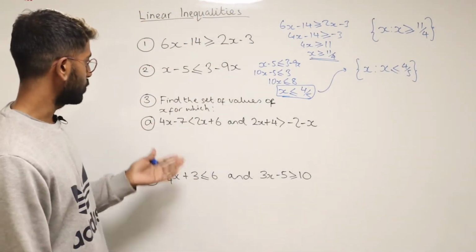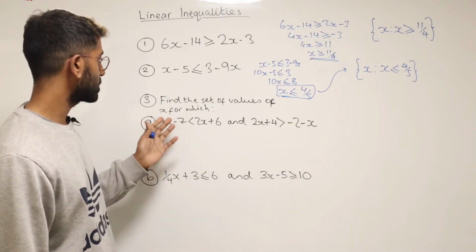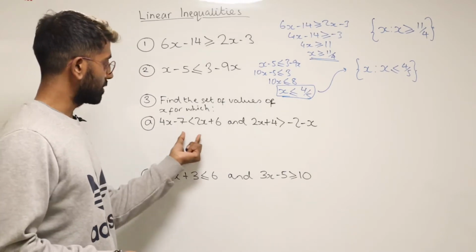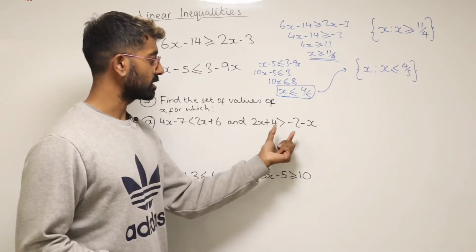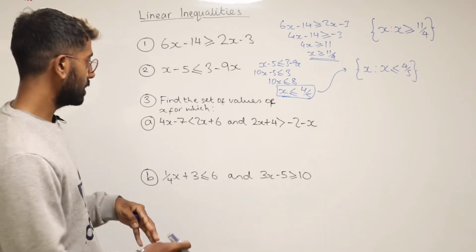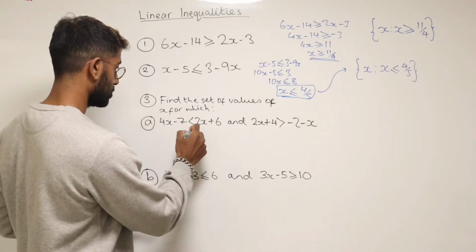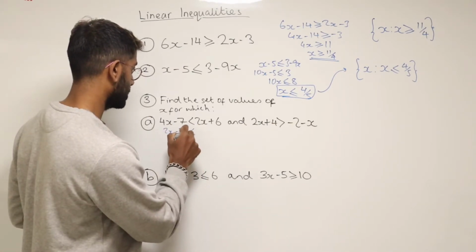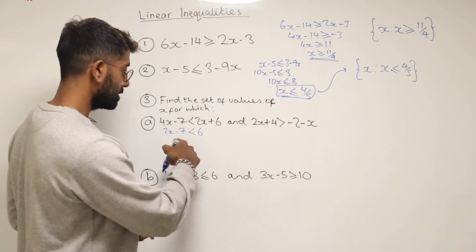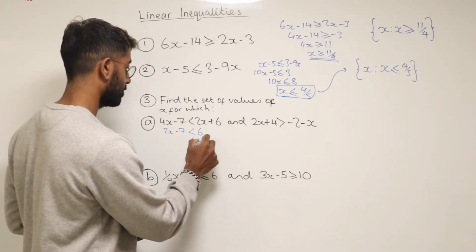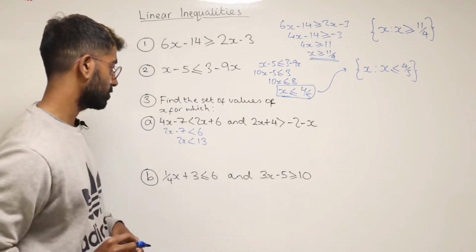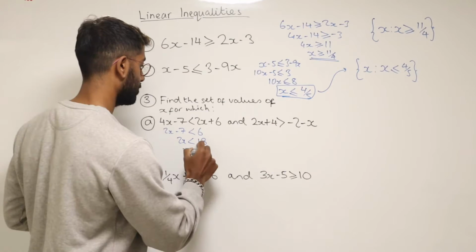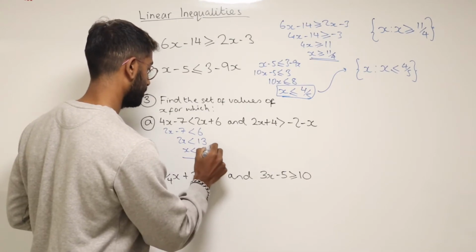Now for part 3, we've got to find the set of values of x for which these two inequalities are true. So to begin with, what we need to do is actually solve both of these inequalities separately. So we'll start by solving this one on the left. So I'm going to take the 2x over to this side. So then we'll have 2x minus 7 is less than 6. Send the minus 7 over, so we'll have 13 and then 2x on this side, and then divide by 2. So we'll have x is less than 13 over 2.